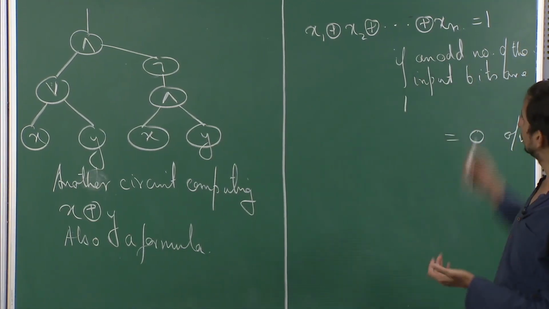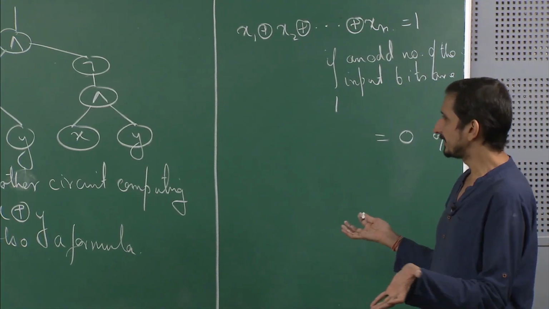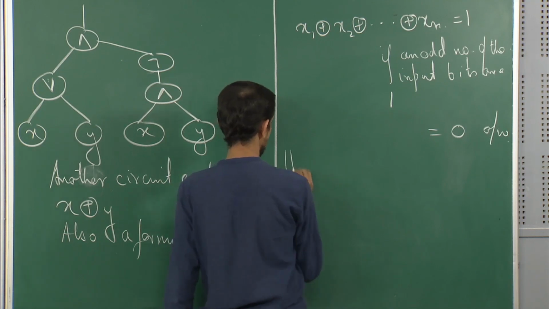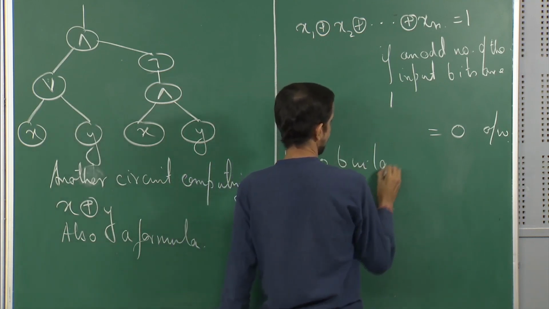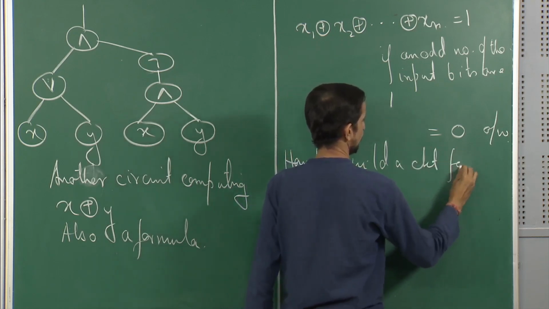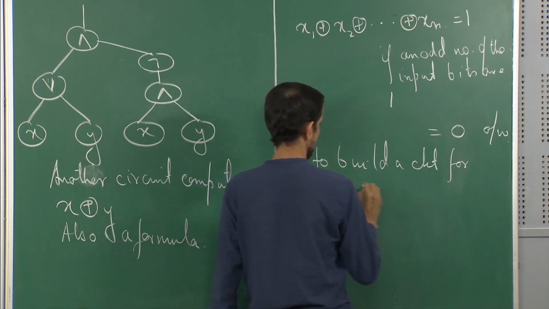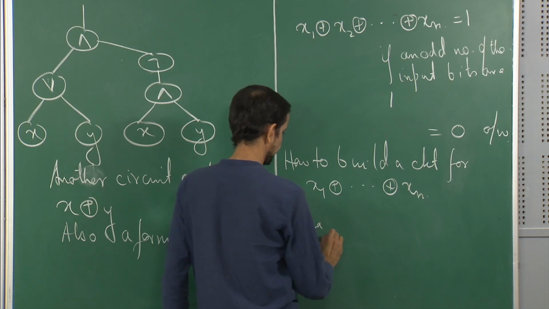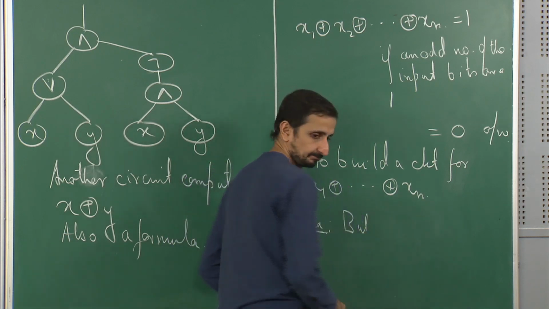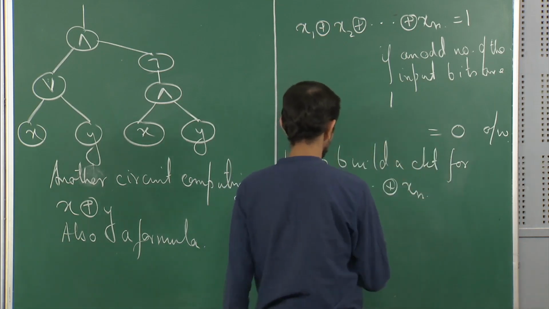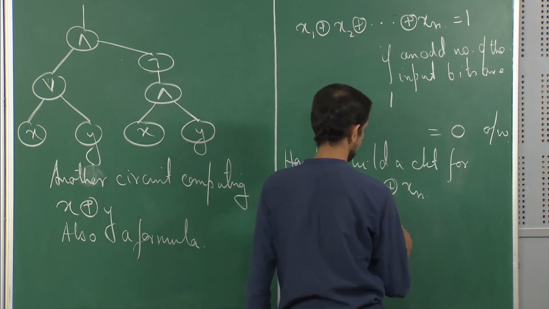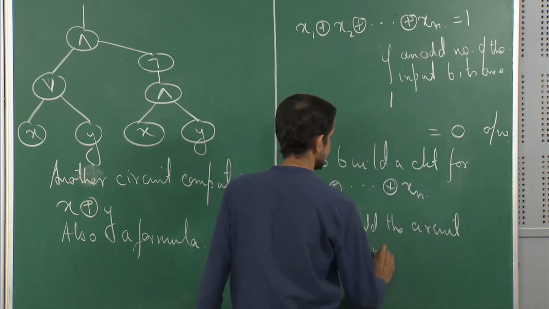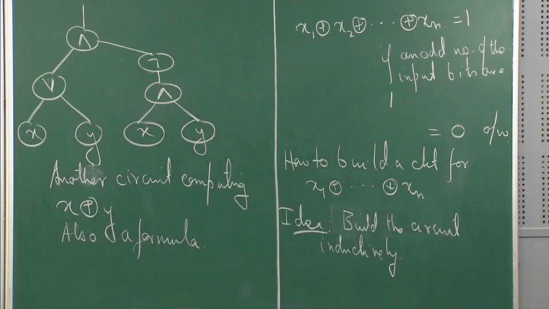Now, how can I build a circuit for the generalized version? One way to define this is through induction. So, how to build a circuit for this function? The idea is you build the circuit inductively. What do we mean by that?